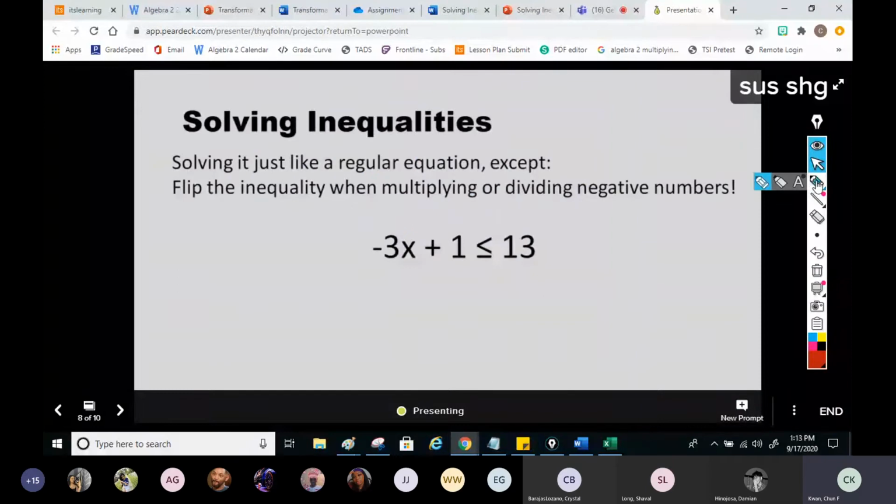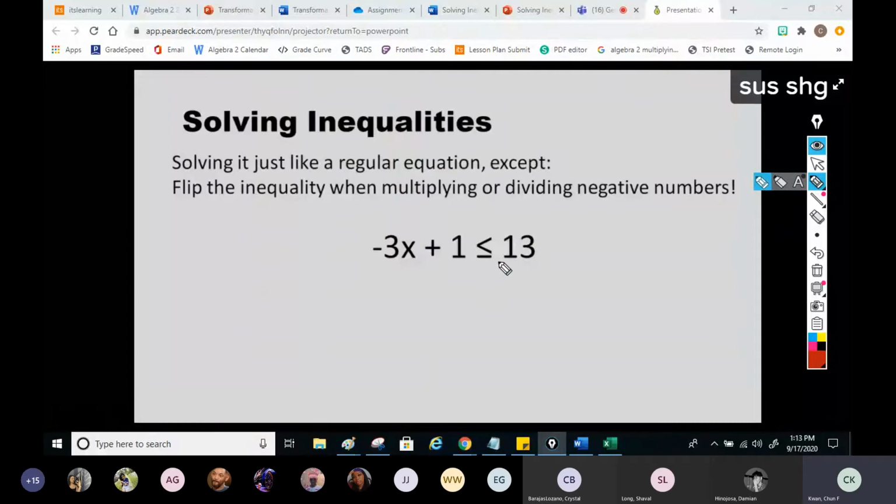So this is the meat of the lesson. All right, this is the part that I want you guys to pay attention to. So far everything we talked about is just a build up, but this is what we're going to do today. So when you look at inequalities, I want you guys to solve it just like a regular equation, except flip the inequality sign when you are multiplying or dividing negative numbers. When you are dividing or multiplying a negative number, you have to flip the sign. Okay, so let's see exactly what that means.